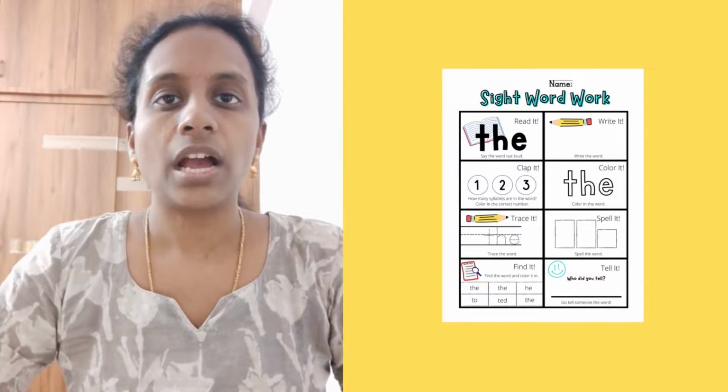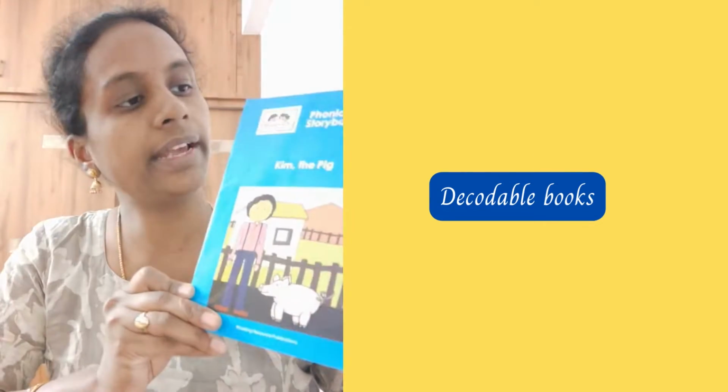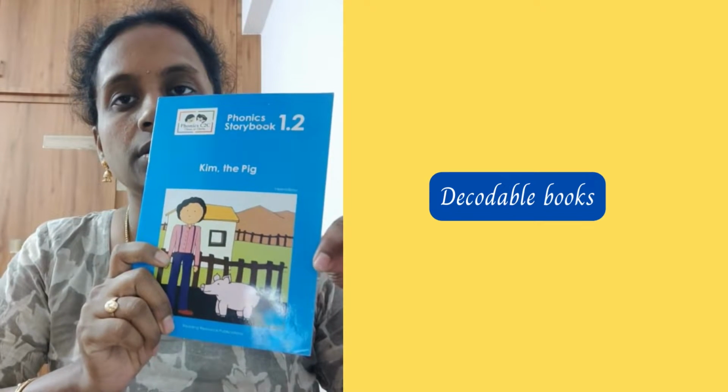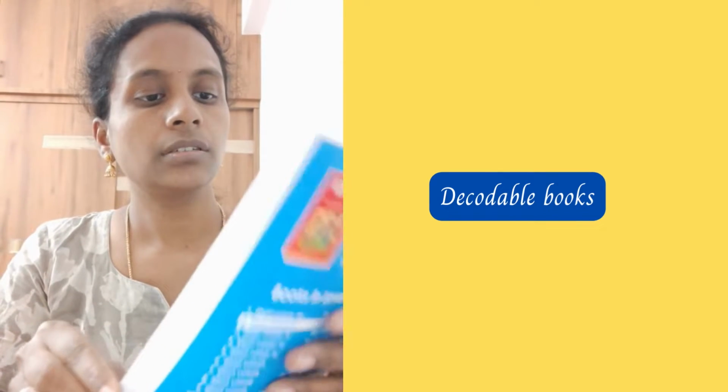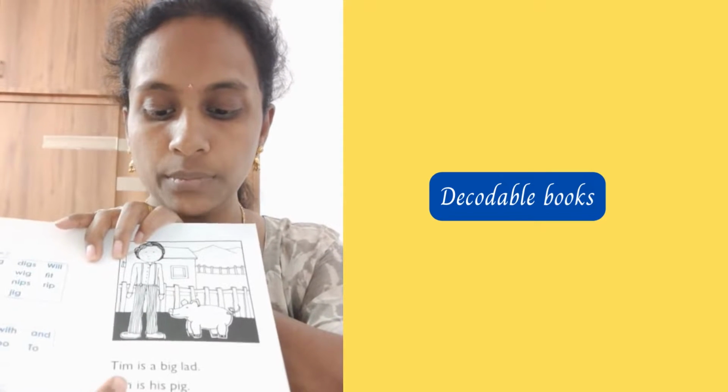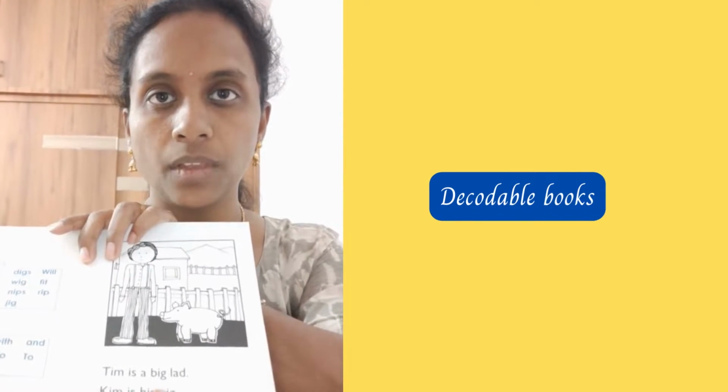And the third method, which I prefer the most, is, for example, if your child knows how to read CVC words or CVCC words without any confusion or without much effort, then you give him books like this, which has controlled text, which only consists of CVC words. So whenever they read, if they know how to read CVC words like, Tim is a big lad, okay, Kim is his pig, right?